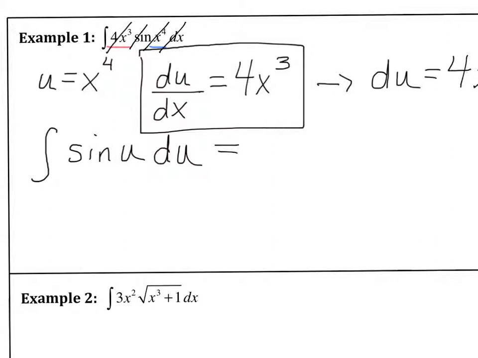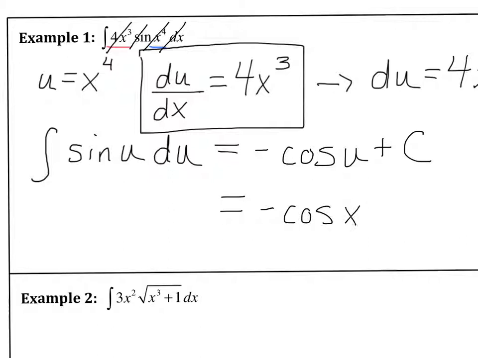All right, so let's do this. Sine u will undifferentiate to, let's see, negative cosine u plus c. And then a good last step is to back substitute. We should probably leave our final answer in terms of x, not in terms of u. So instead of negative cosine u, we'll say negative cosine of x to the fourth plus c.